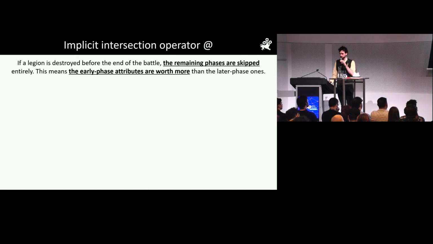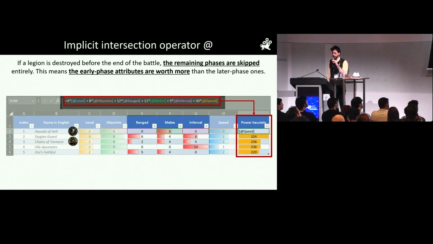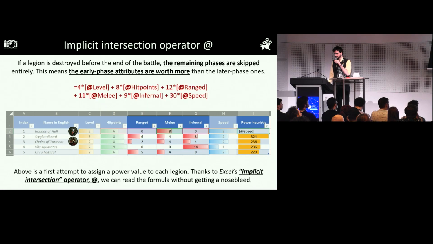So here we have what the little Excel spreadsheet looks like with the 2 units we mentioned, Hounds of Hell and Chains of Torment, and their attributes. The resolution order here is left to right. So ranged, then melee, then infernal. And so we're going to want to have a higher weighting on ranged than melee or infernal. So the first little formula looks something like this.